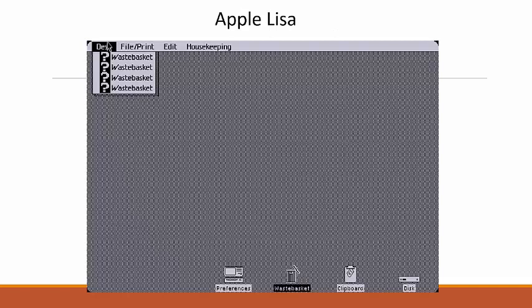Now, the people from Apple actually did go to the PARC facility and were inspired by the GUI they saw there. They came back to Apple, but the first machine they produced to make use of a graphical user interface was not a Macintosh. It was a system called the Apple Lisa. Lisa was actually named after Steve Jobs' daughter.